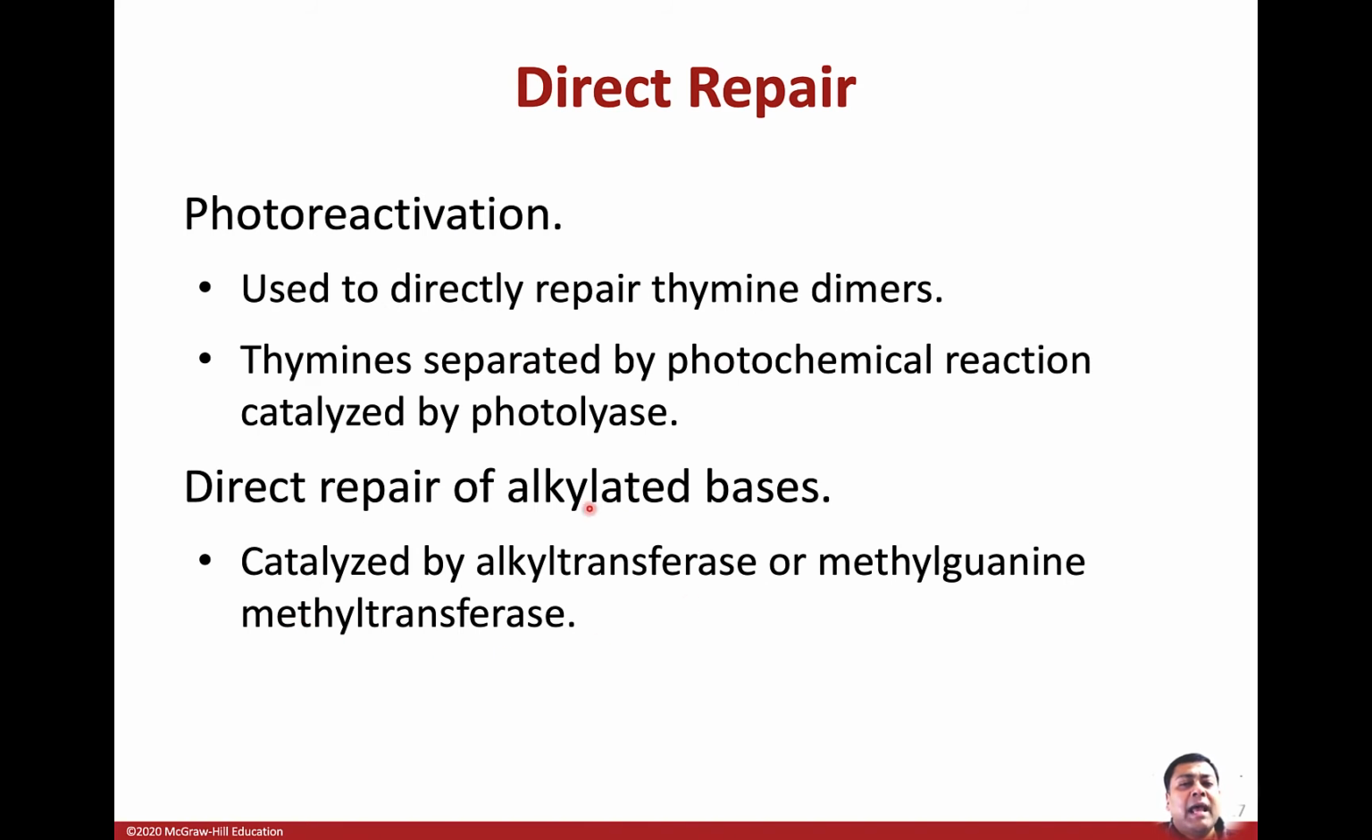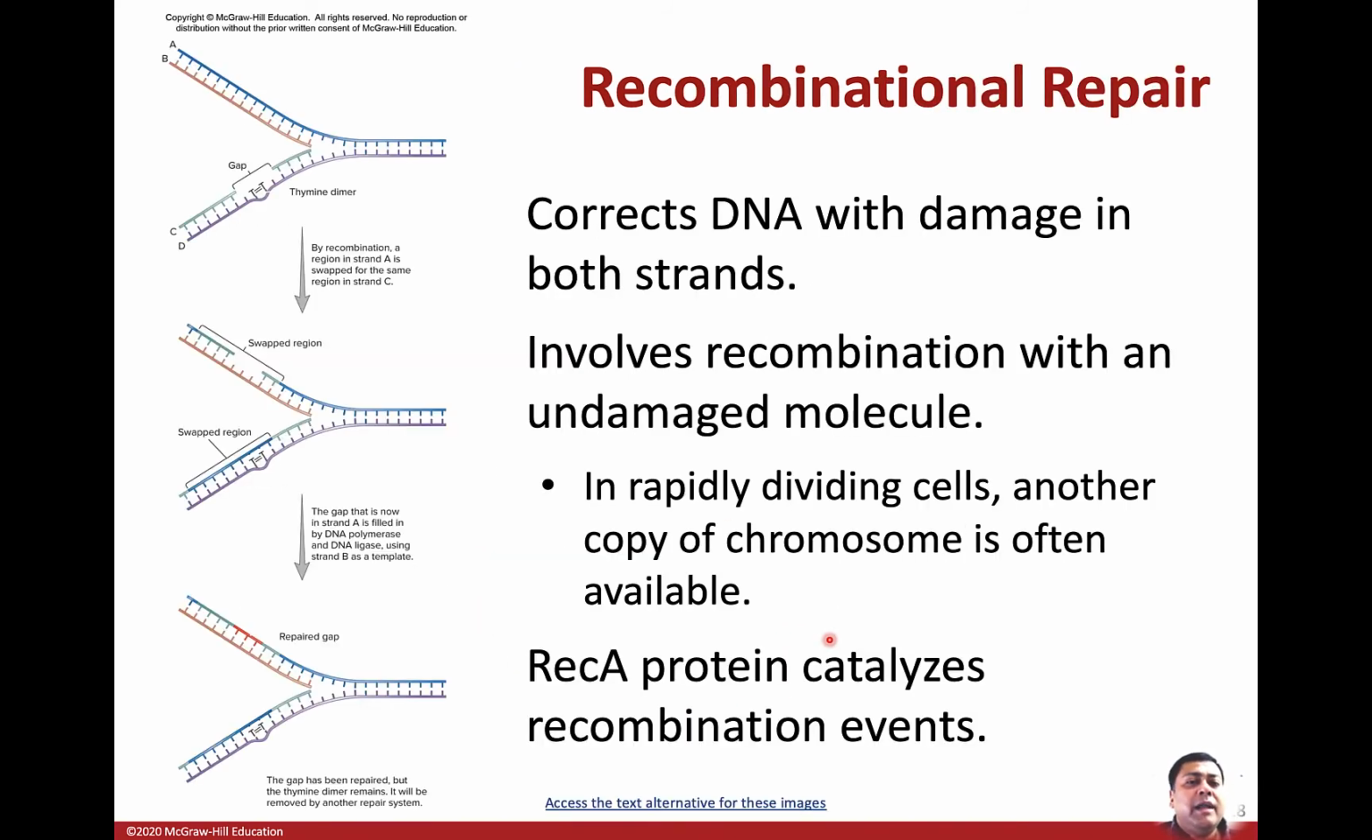On the other hand, there are some alkylated bases. These are catalyzed by the alkyl transferase or methylguanine methyltransferases. These are the direct repair of some of the bases which could be modified in different chemical ways. So here is another way, which is recombinational repair. This corrects DNA damage in both strands and involves recombination with an undamaged molecule. So in a rapidly dividing cell, another copy of the chromosome is often available, and that can do this. And there are many bacteria which are diploid, and the RecA protein is a recombinase, and this RecA recombinase does that.